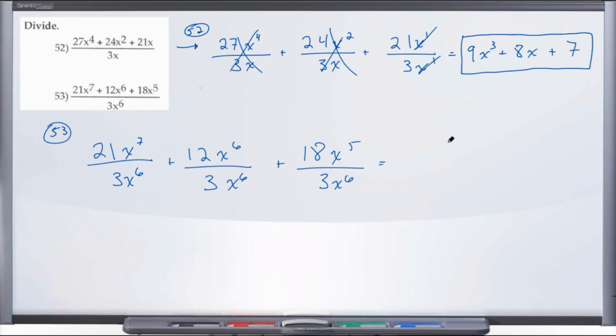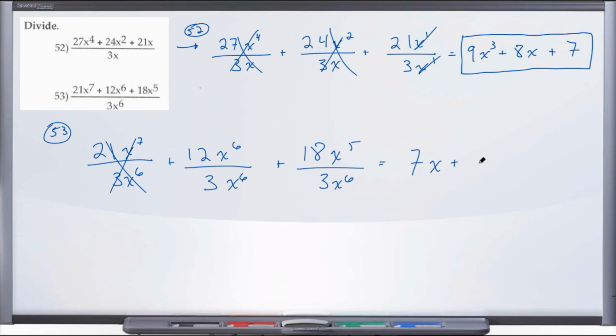So 21 divided by 3, well, that gives us 7. And then for the x's, are we top heavy or bottom heavy? We are top heavy by how many? By 1, right? Because 7 minus 6 gives us 1. So we have our x. Now we're finished with that first part of the division.